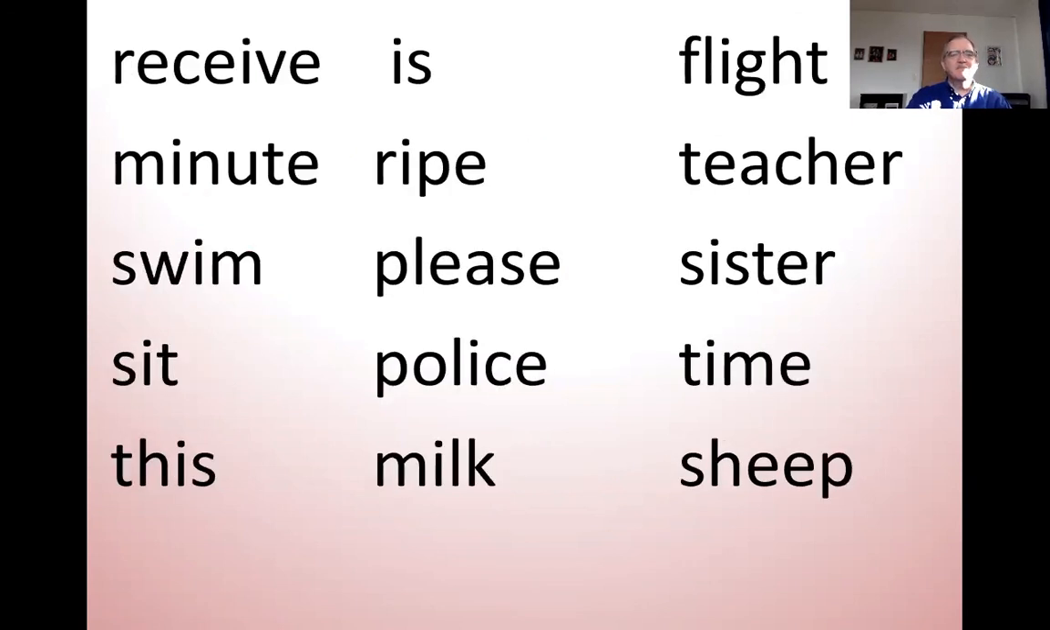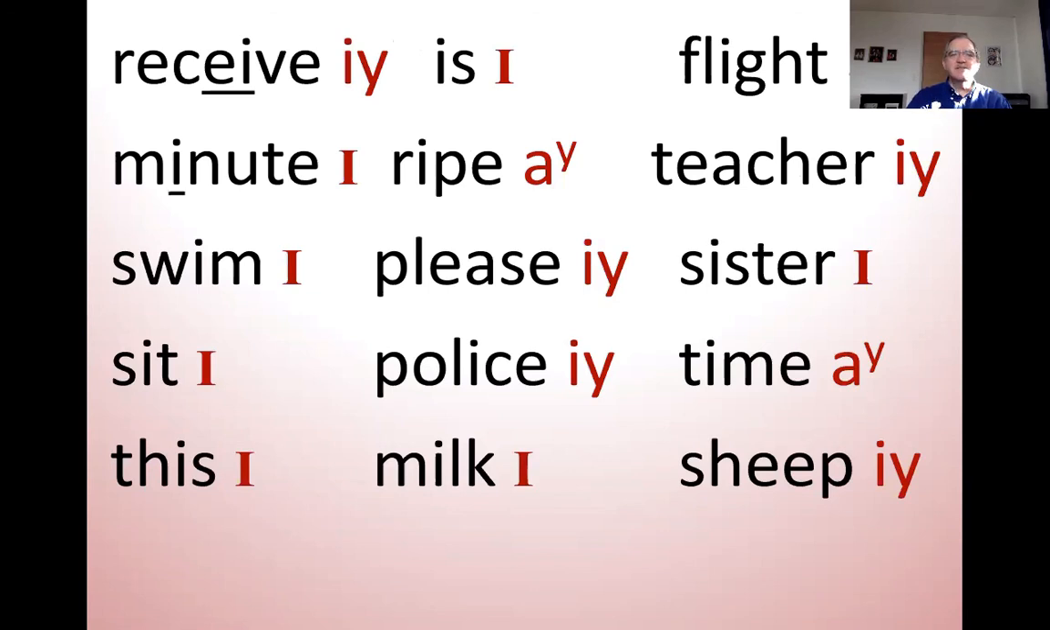Let's try another one. You stop the video and decide what each sound is. Okay, I'll show you the answers. Receive, please repeat. Receive, there's the two vowel rule. EI is two vowels and the first vowel takes the long sound, receive. Minute, there's the long word with two syllables and the stressed syllable takes the short sound, minute.